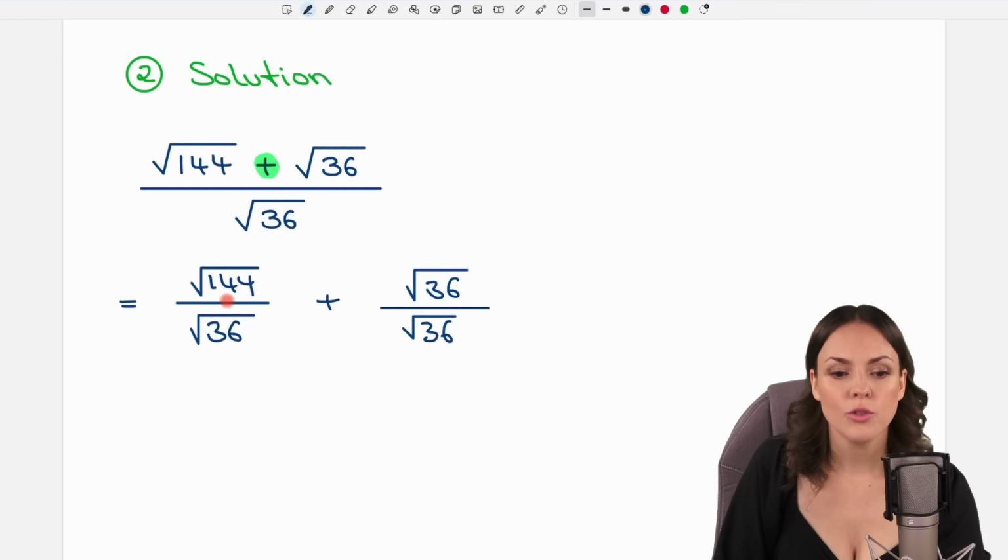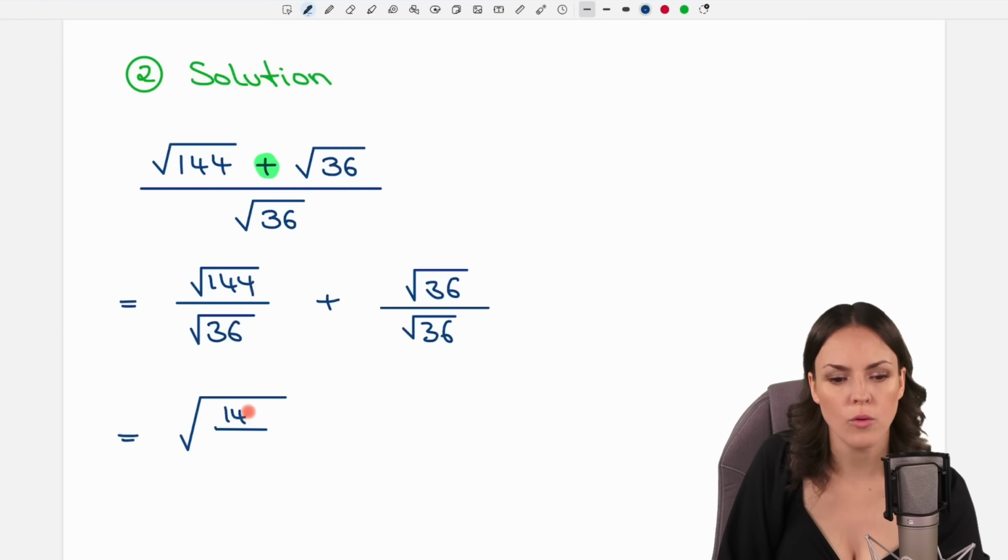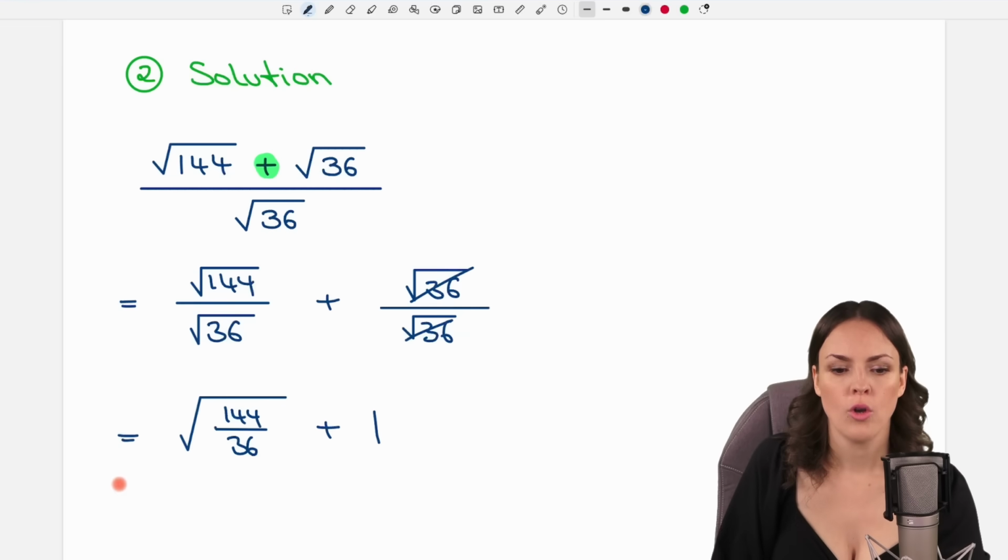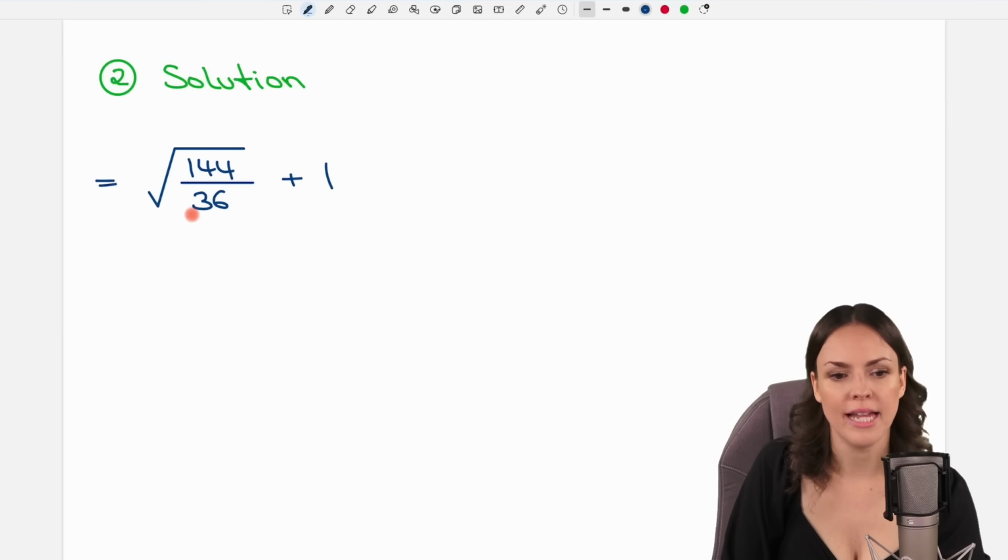Now we have 2 separate fractions, and we have a square root over a square root. We can write this as one big square root and write the fraction in here. So we have 144 over 36 in this one big square root. Then we have the plus, and here we have the square root of 36 over the square root of 36. This cancels out, and we only have 1 as a result. Okay, so far, now we can reduce this fraction.